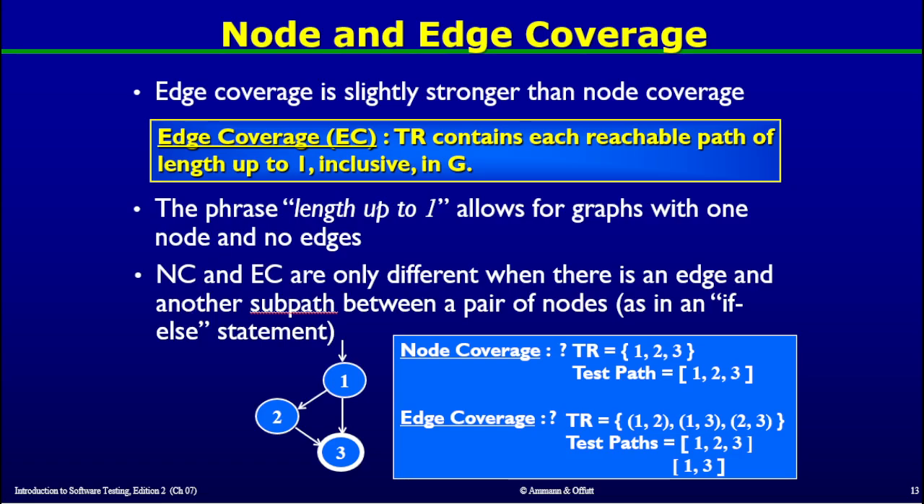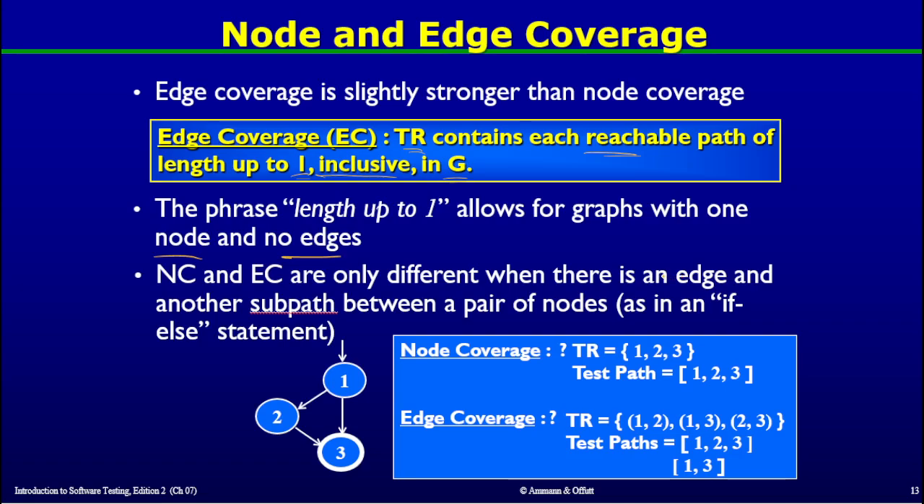The next criterion is the edge coverage criterion. What do we mean by that? The test requirement contains each reachable path of length up to 1, inclusive, in G. Now this is rather interesting. Why have we used this length up to 1, inclusive, in G? The phrase length up to 1 allows for graphs with one node and no edges. So we have included this phrase to include those graphs which have just one node and no paths of length more than 1.